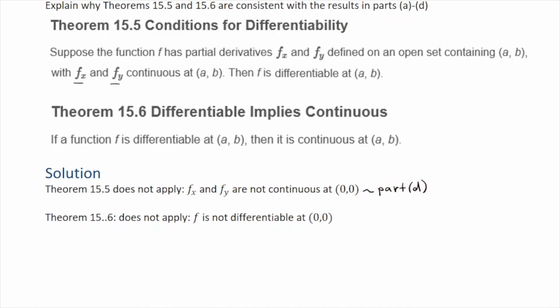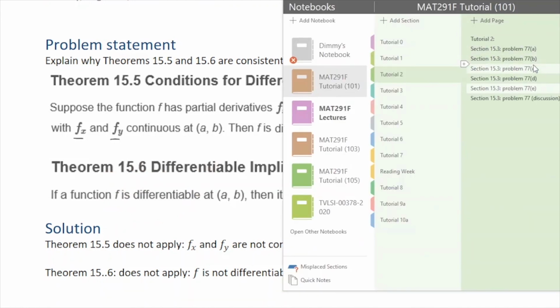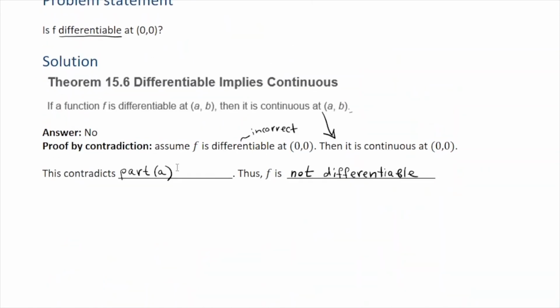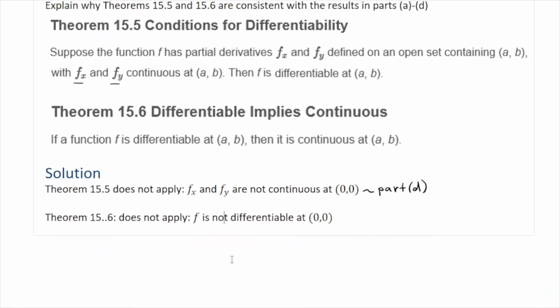And 15.6 doesn't apply as well. Remember, 15.6 said that if a function f is differentiable at a point, then it is continuous at that point. Well, we found that the function is not differentiable at this point, so this theorem doesn't apply. And if a theorem doesn't apply, it means that everything's consistent with the theorem. This was in part B. Yes, we found that f is not differentiable. Part B.